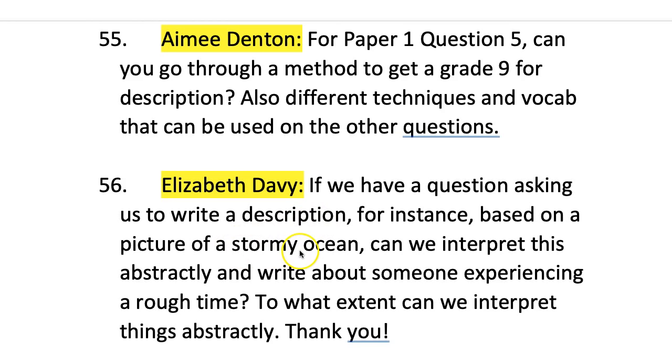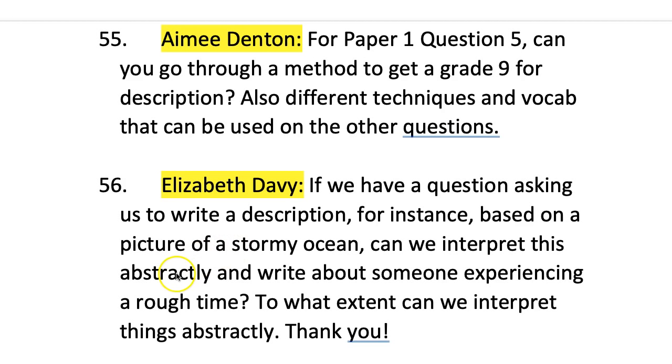Elizabeth Davey, if you have a question asking you to write a description based on a picture or story, stormy ocean, can we interpret this abstractly and write about someone experiencing a rough time? To what extent can we interpret things abstractly? Yeah, that's really powerful. And I would say you can do this totally abstractly. And there is a slight risk that the examiner will say, hold on, Elizabeth, you've just taken a story that you've written before and you've reproduced it in the exam no matter what. In other words, they might not see the abstract connection.